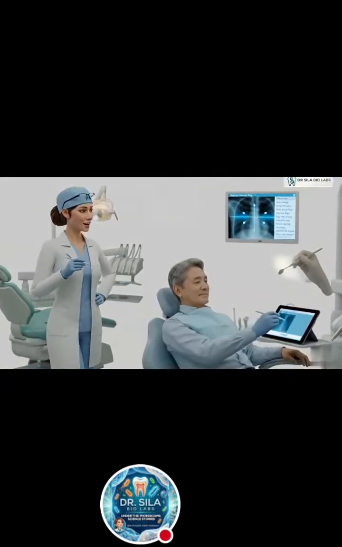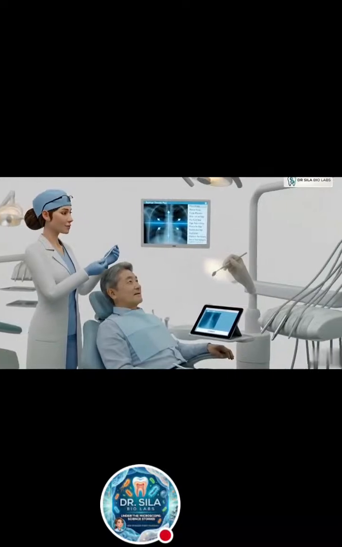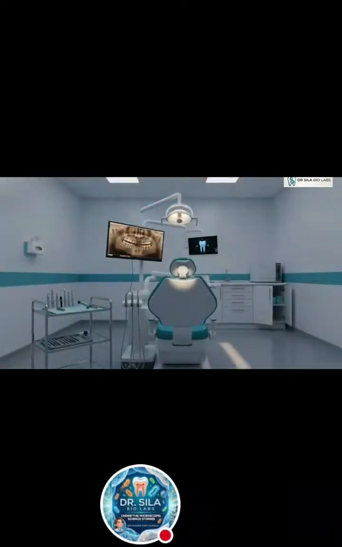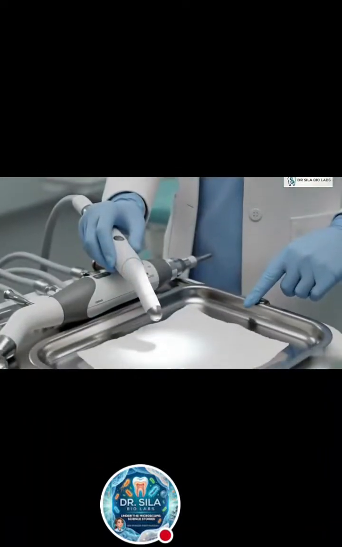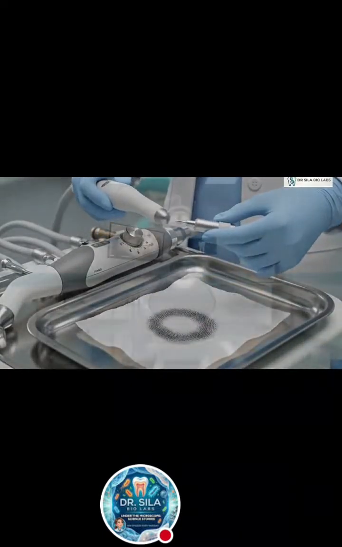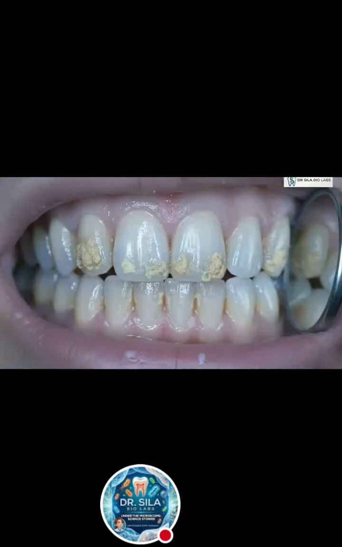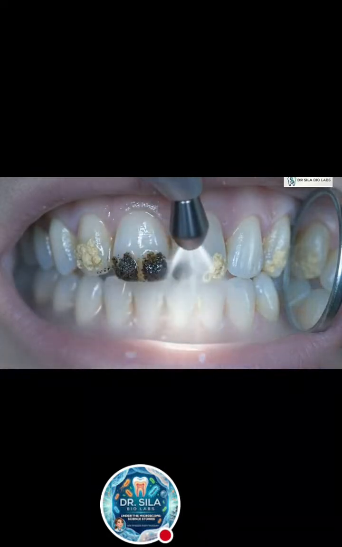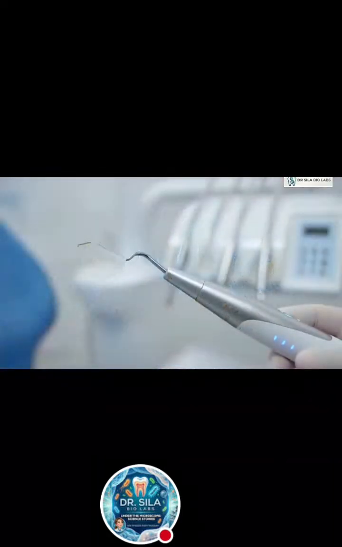Once the examination is complete and treatment is planned, the next step is selecting the appropriate instruments for calculus removal. One of the most commonly used tools is the ultrasonic scaler, which uses high-frequency vibrations to break apart hardened calculus. In the next section, we'll see in detail how ultrasonic scalers systematically break apart and remove hardened calculus from tooth surfaces.